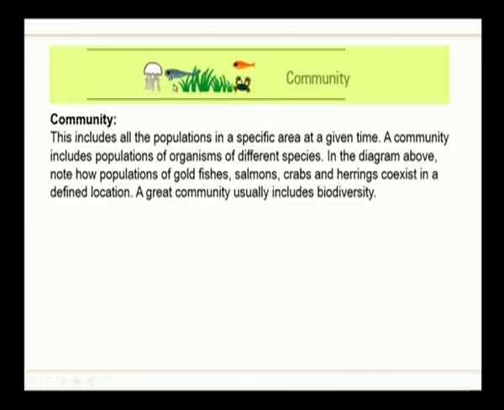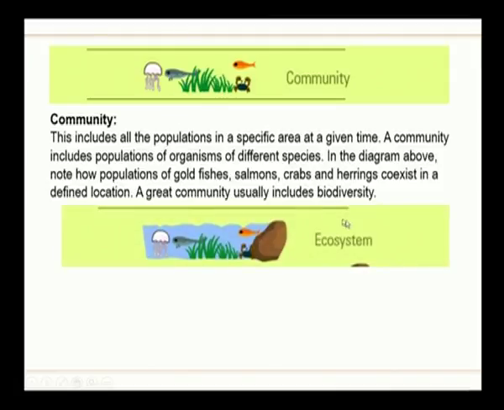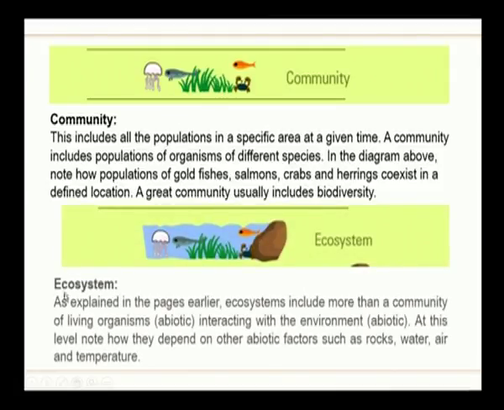Now when you look at this picture, it has a plant, goldfish, scorpion and a jellyfish and some other fish from a different community. Then the ecosystem. As explained in the pages earlier, an ecosystem includes more than a community of living organisms, which is biotic, interacting with the environment, which is abiotic. At this level, note how they depend on their abiotic factors such as rocks, water, air and temperature.